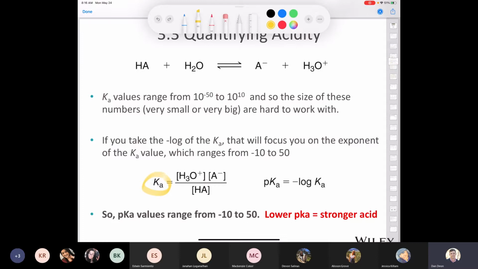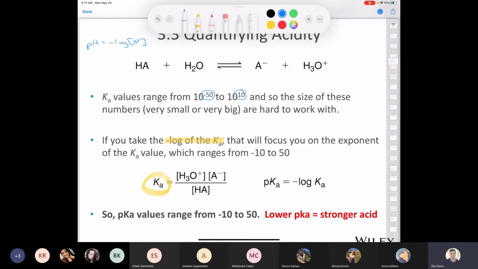And so how do we deal with, or manipulate, such big and such small numbers? Well, what we do is we take the negative log of those numbers, right? If we take the negative log of the Ka, we get what's called the pKa. I know you all remember from general chemistry too that pH is equal to the negative log of the concentration of protons. So if we do the same thing for Ka, pKa is the negative log of Ka. What that does is it gets us to just focus in on the exponents, right?